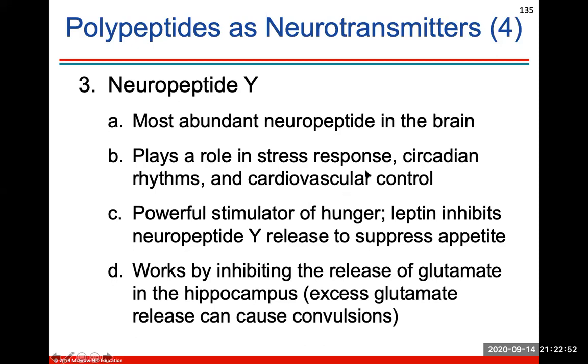Neuropeptide Y is the most abundant neuropeptide. It plays a role in your stress response. It's a stimulator of hunger. Leptin will actually inhibit this neuropeptide, so it will release to suppress appetite. So some people will take this if they're trying to eat less.